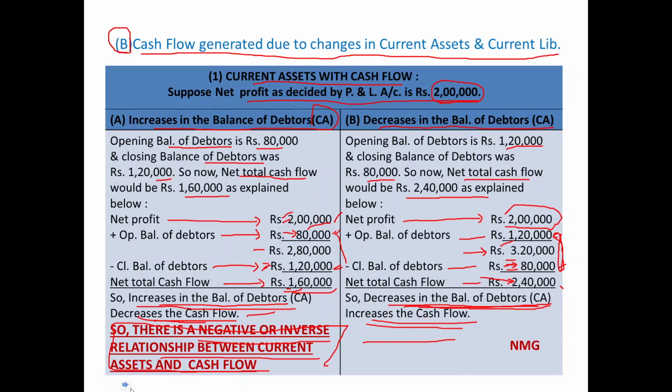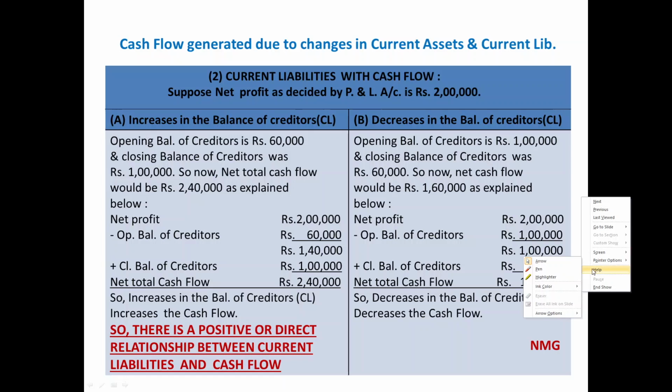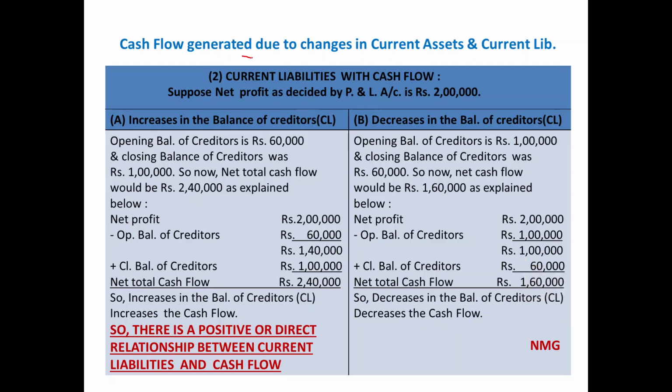Now current liabilities. Have a look. Second part of this discussion. Cash flow generated due to changes in current assets and current liabilities. We already discussed the current assets with cash flow. Now current liabilities with cash flow.